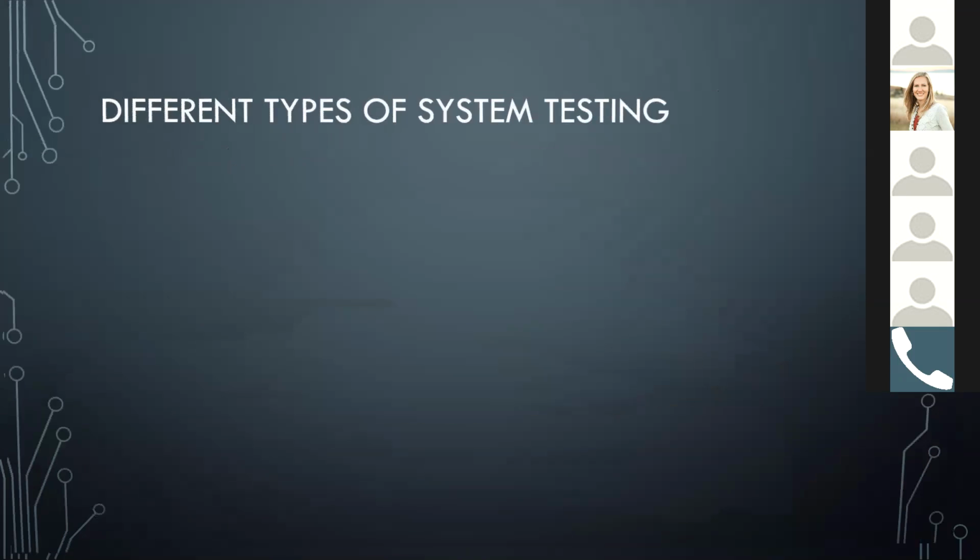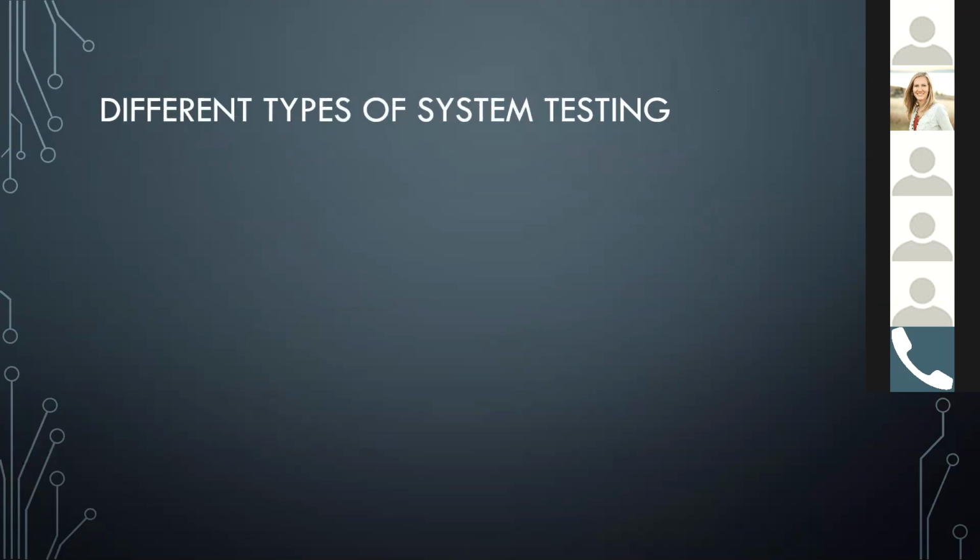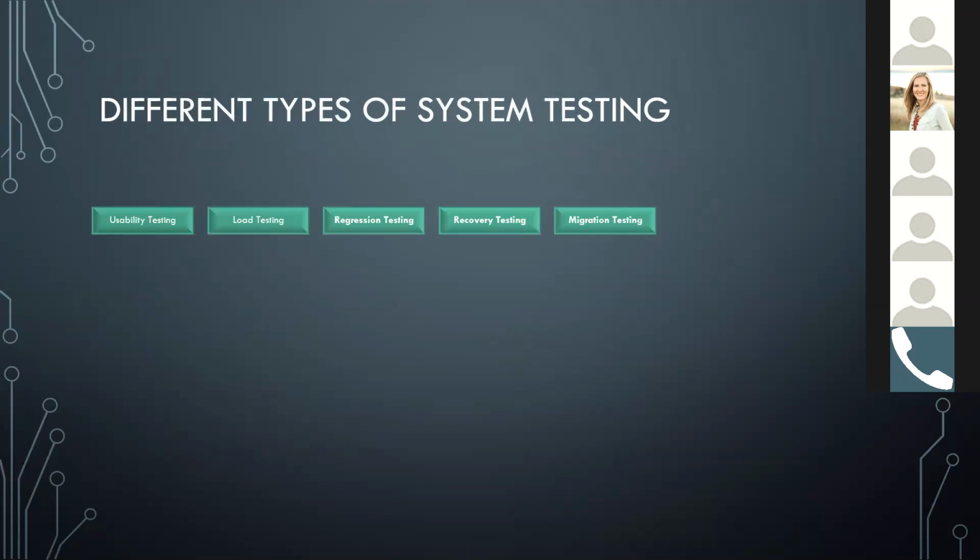So there's over 50 types of system testing, and we're going to talk about just a few. So we have usability testing, load testing, regression testing, recovery testing, migration testing, functional testing, and hardware-software testing. These are the main types that most large software development companies typically use. And then we'll describe what is in each one.